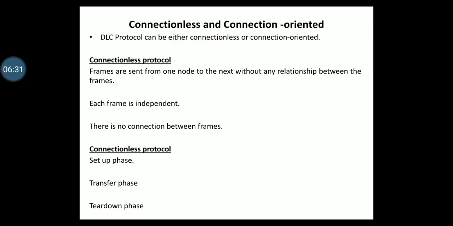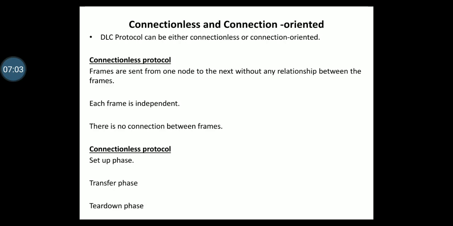Next, we'll discuss the connectionless and connection oriented concept. The data link control protocol can be either connectionless or connection oriented. First we'll see connectionless protocol. In case of a connectionless protocol, the frames are sent from one node to the next without any relationship between the frames.